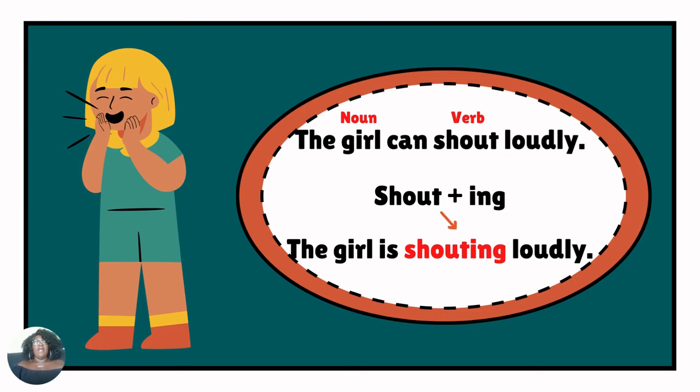Notice the arrow and the red word. The girl is shouting loudly. Shouting is the action verb showing physical action. Next word.